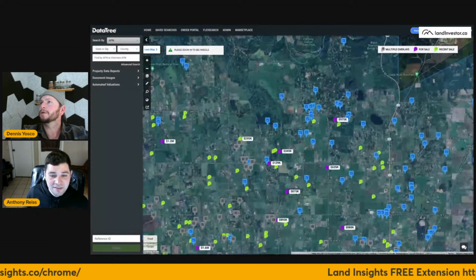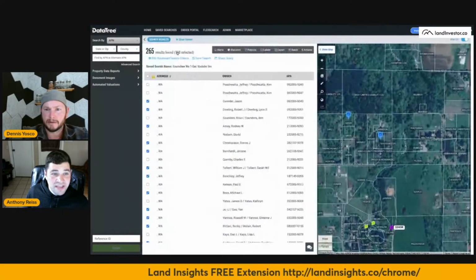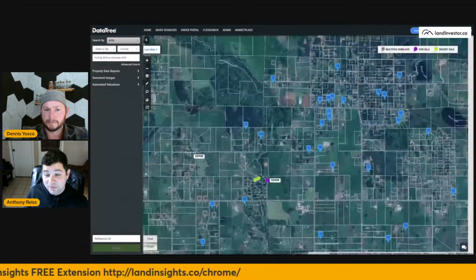How many? Where are you at? What's your number? Do you have that yet or no? Not yet. We're down to 138 out. We're already halfway done, and we haven't even gone through the whole map. We're taking a lot out right now.